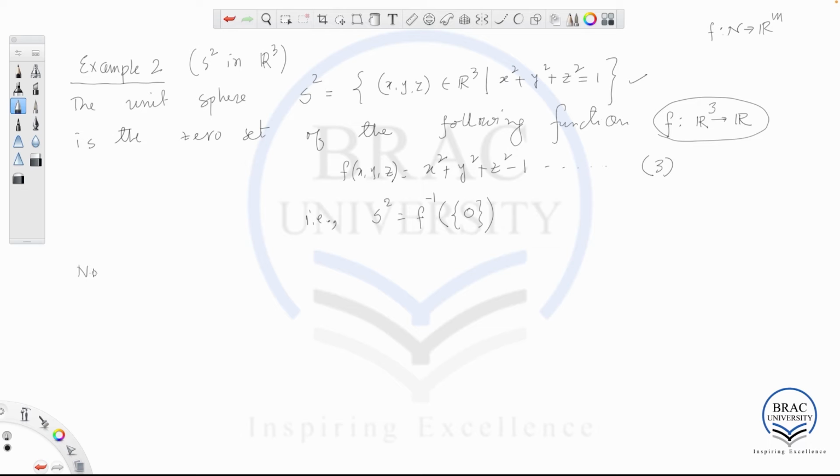Note that the partial derivative of this function with respect to x is equal to 2x, while the partial derivative of f with respect to y is 2y, and the partial derivative of f with respect to z is 2z. This is our equation number 4. Now I want you to recall proposition 9 appearing at the end of lecture 6.